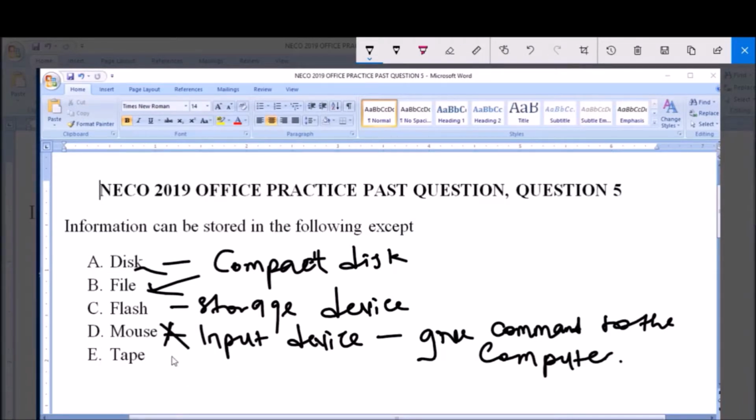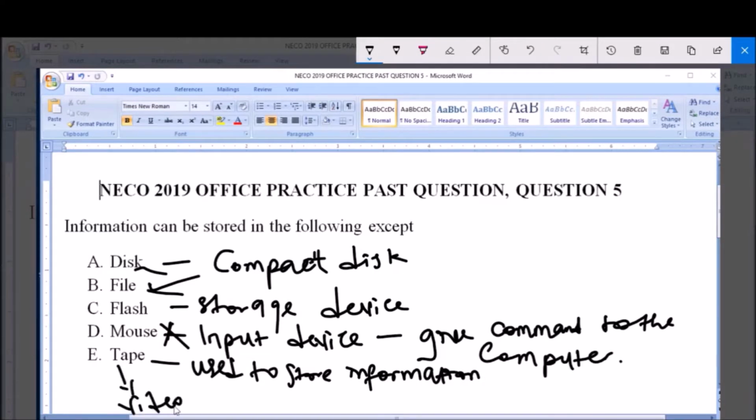Then E says tape. Tape is also a storage device that can be used to store information, like the video tape. The video tape is an example of a tape that stores information. So from this you see that option D, mouse, is the device that cannot be used to store information. Remember, the question says information can be stored in the following except. So this except means the answer must be the one that cannot store information, and that is option D, mouse.